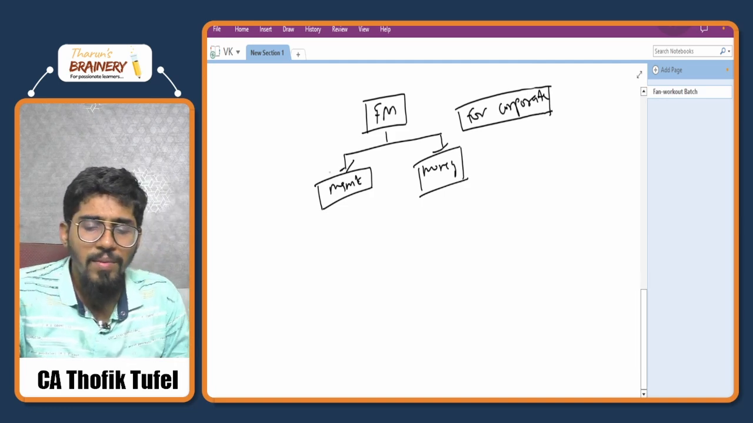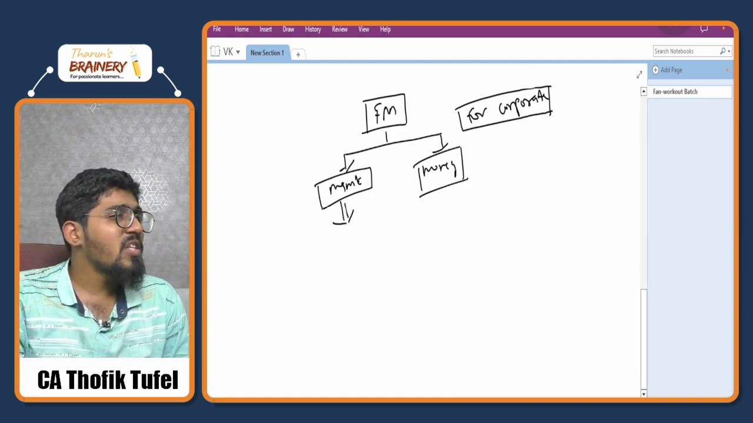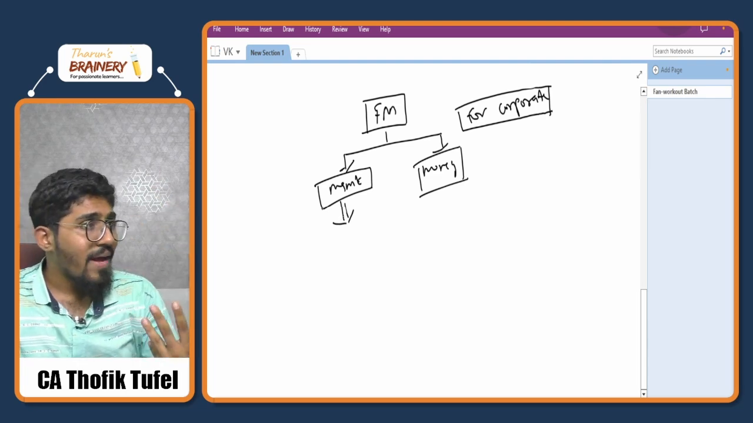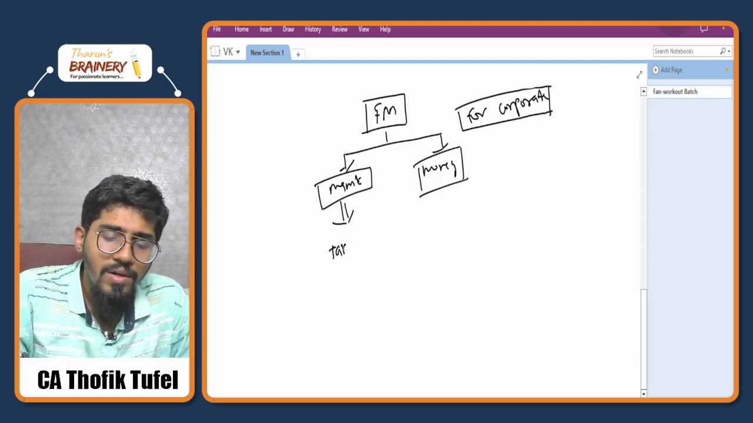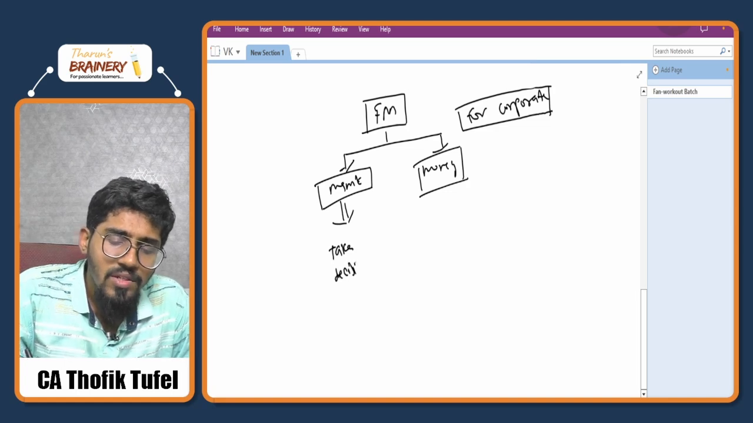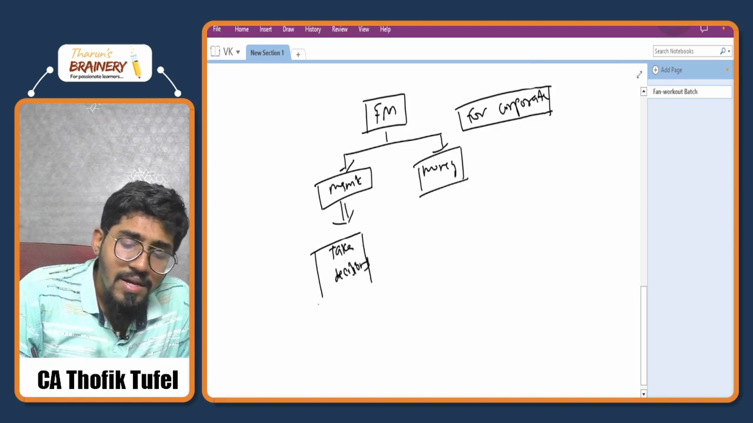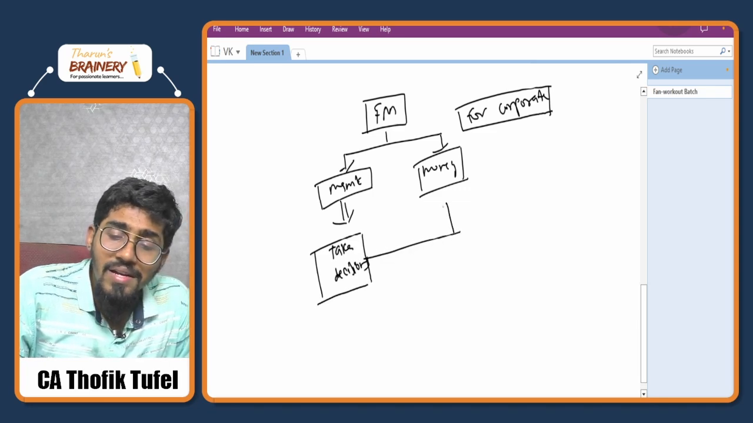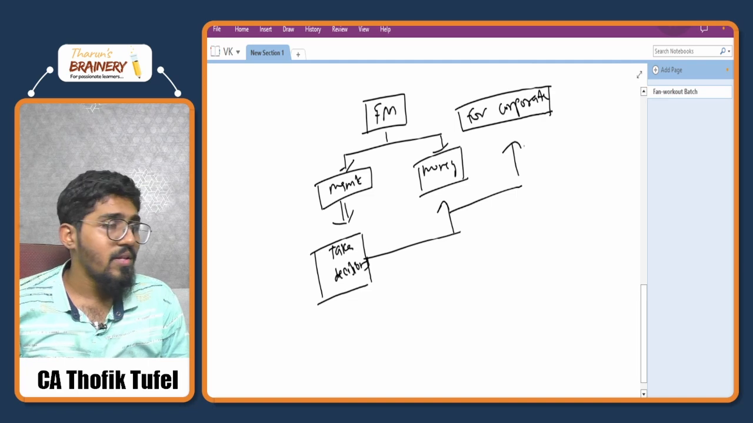Sir, what is the meaning of management? So management or a manager, what is the work of the manager? Their work is to take decisions. So now the meaning comes that financial management means taking decisions related to money for corporates. This is the meaning of financial management.